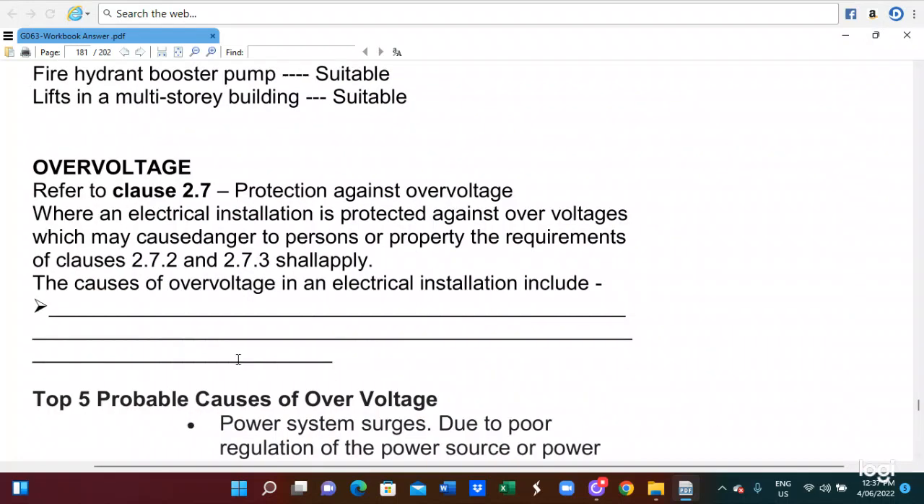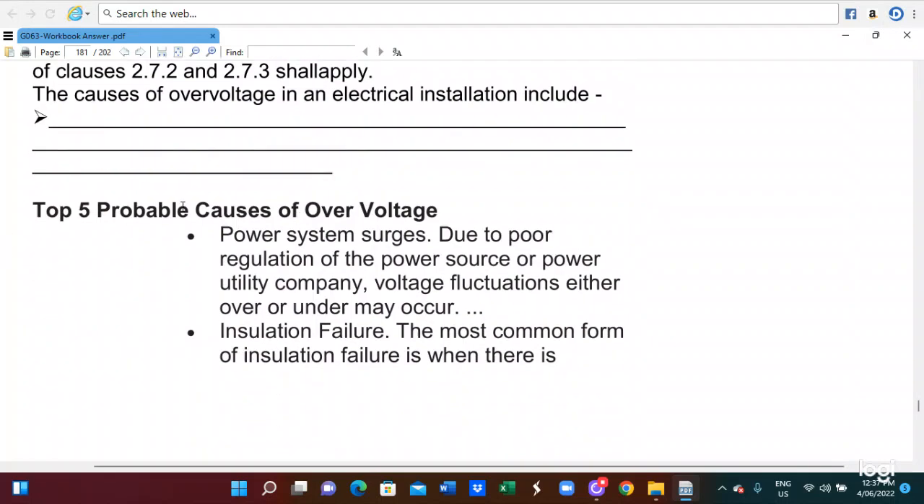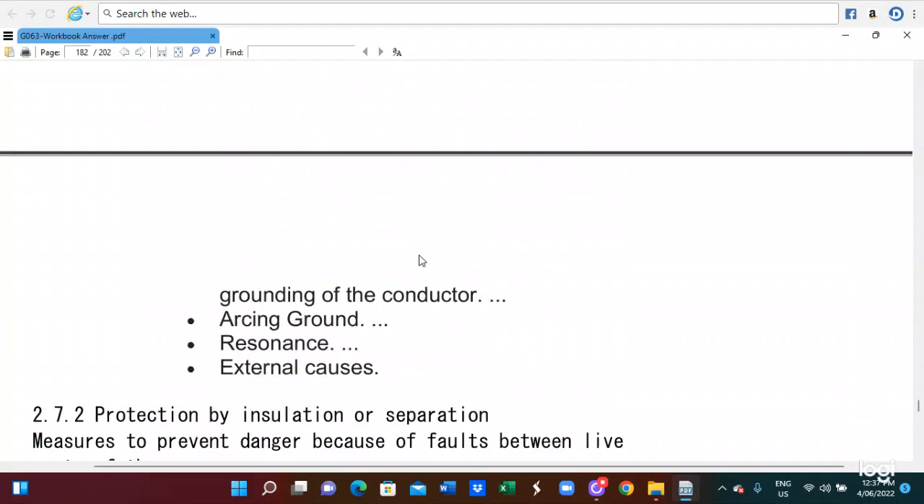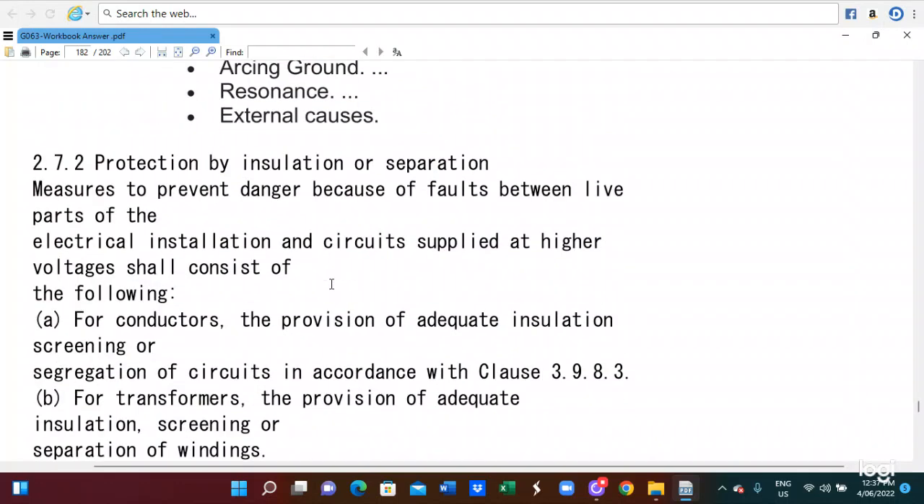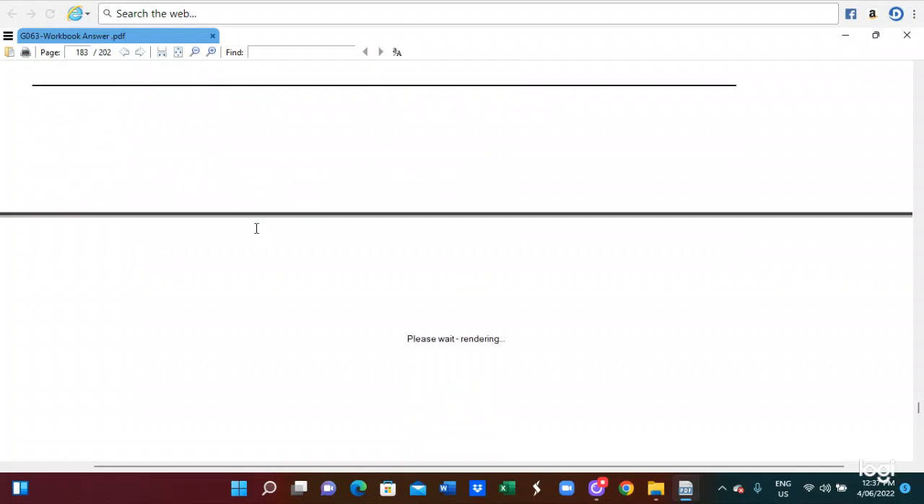Also we read about overbody, clause 2.7, protection against the overbody, and also the probable cause of the overbody. You can see on this one, those are the probable causes of the overbody system. You read that. And protection by insulation or separation, clause 2.7.2, you also read it.